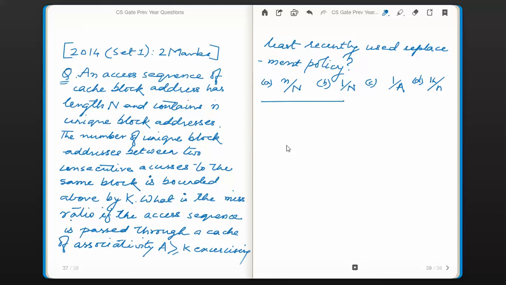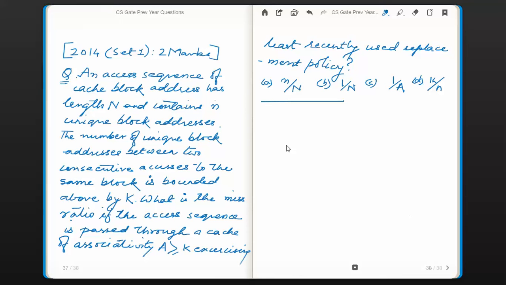The question is, an access sequence of cache block addresses has length capital N and contains small n unique block addresses. The number of unique block addresses between two consecutive accesses to the same block is bounded by k. What is the miss ratio if the access sequence is passed through a cache of associativity capital A greater than or equal to k, exercising least recently used replacement policy? And there are 4 options that are given.